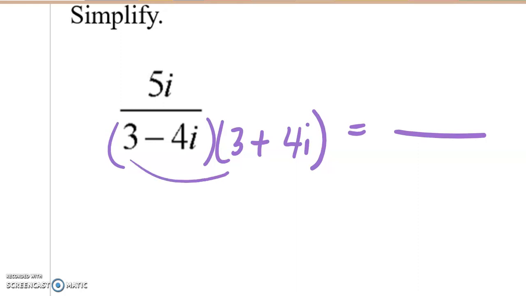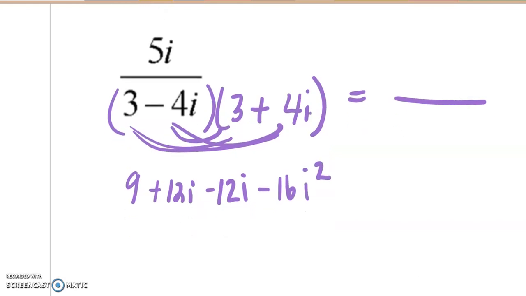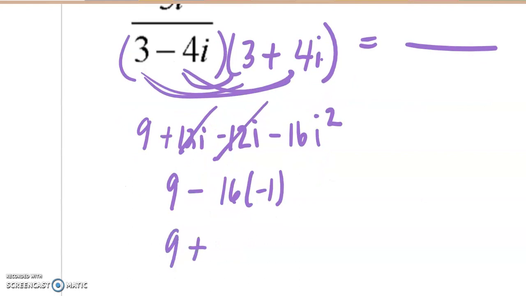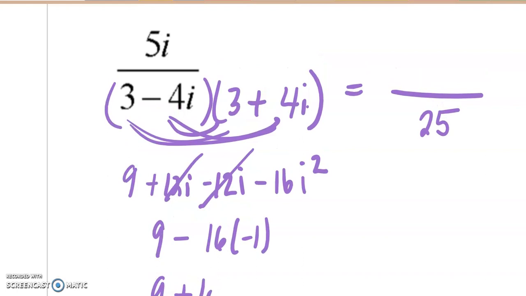Okay, hopefully you came back and you got 9, 12i minus 12i, negative 16, I times I is I squared. Gone, gone, 9 minus 16 times -1, which is 9 plus 16. 9 plus 16 is 25 on the bottom. Hopefully you got that as a denominator.